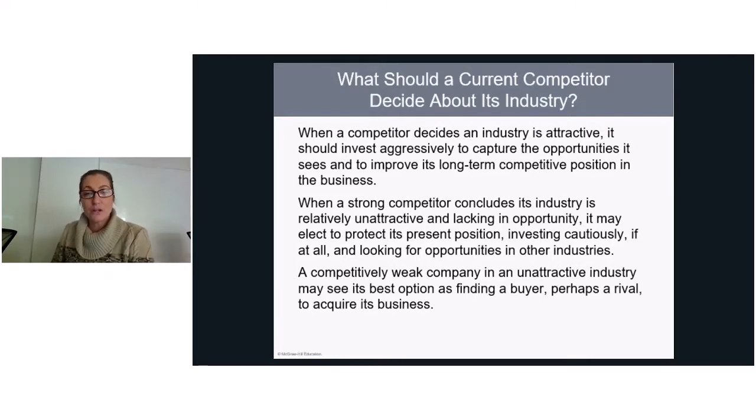So last slide here, what should a current competitor decide about its industry? They should decide what industry they are operating in, how attractive is that industry, whether or not they should invest aggressively, and what should their long-term competitive position be. When a strong competitor concludes that the industry is relatively unattractive and lacking opportunity, they may go into defensive position or exit. A competitively weak company in an unattractive industry is best to be looking for a buyer or exit strategy at least.